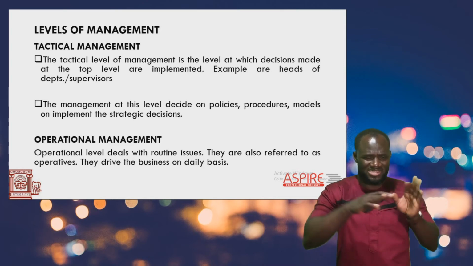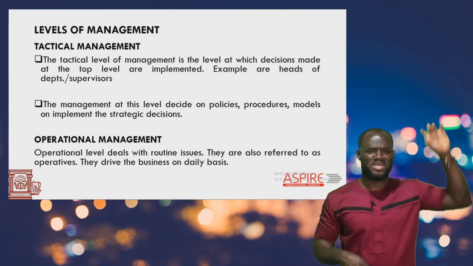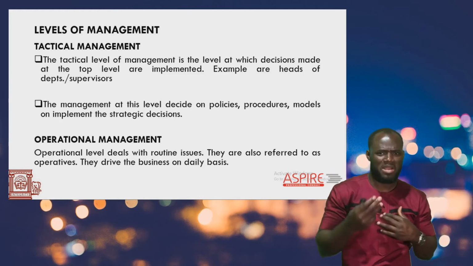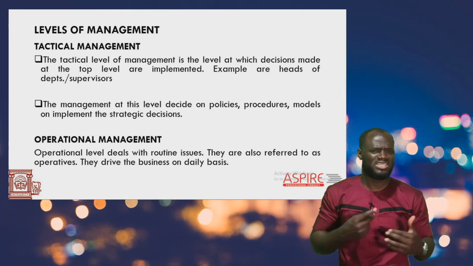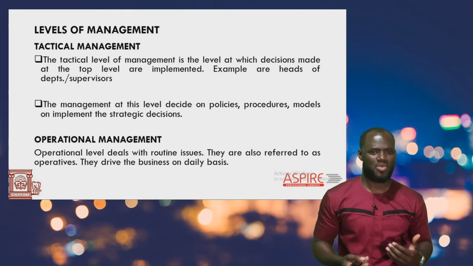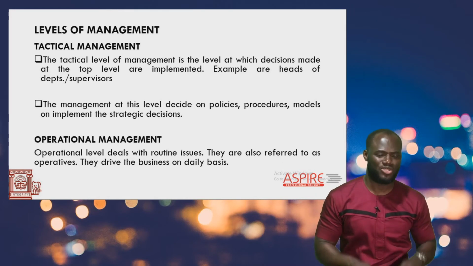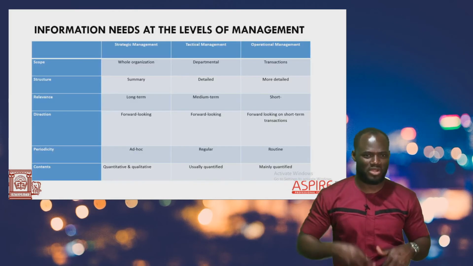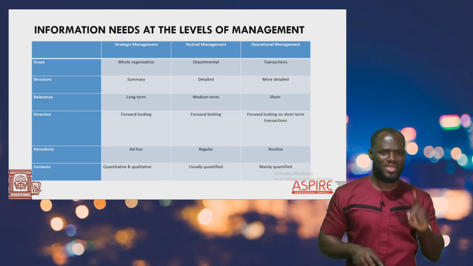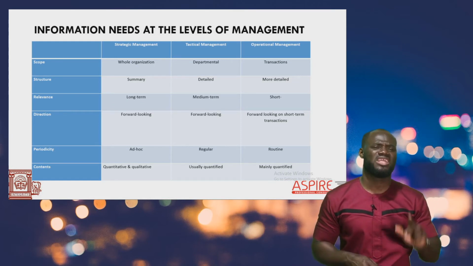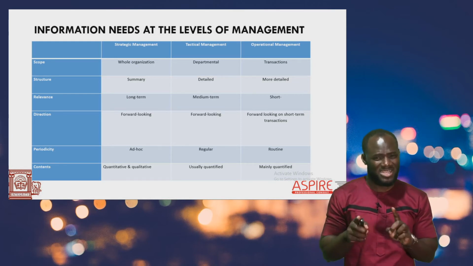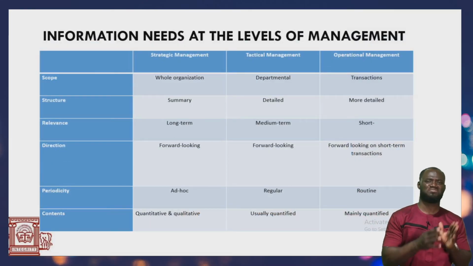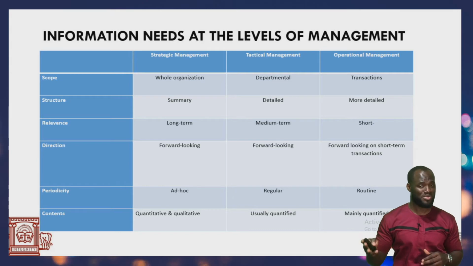Okay, so if you look at their relationship, one makes the major decision, one implements the decision by making policies, procedures, and deciding on the tools. How do you achieve this? Whilst the operational manager makes sure that on a daily basis we carry on with the tasks. So these are the levels of management. At this level, we are saying that the management accountant must know the information that is required at each level of management. So it's important for you to know that how you're going to report to a strategic manager will be different from how you're going to report to an operational manager.